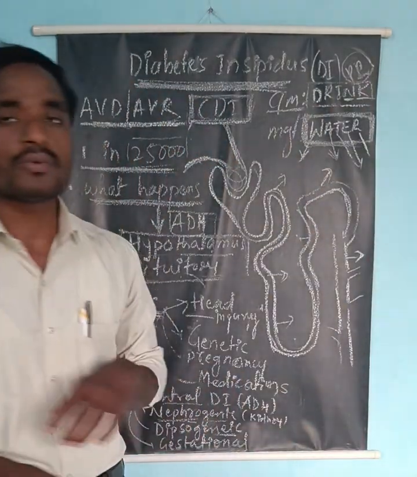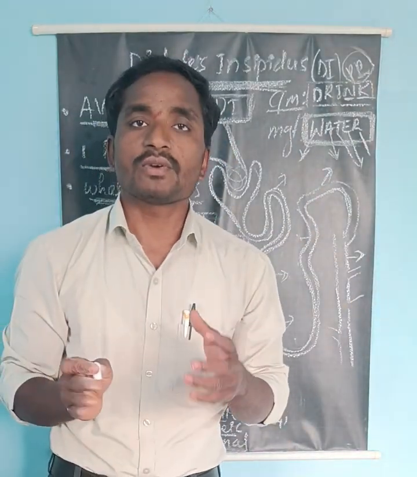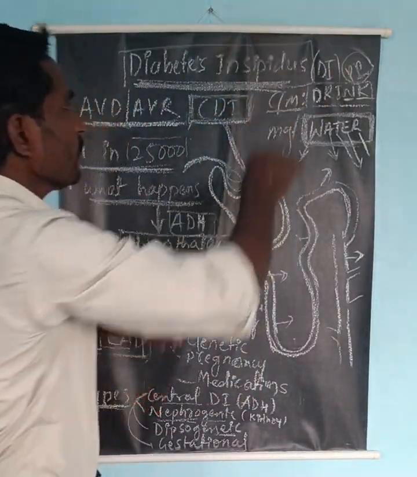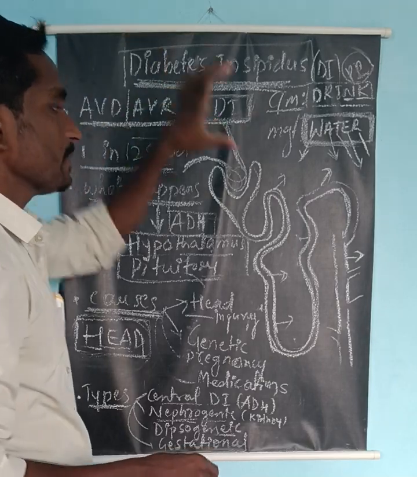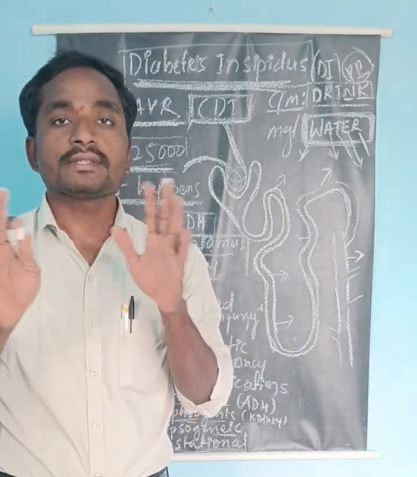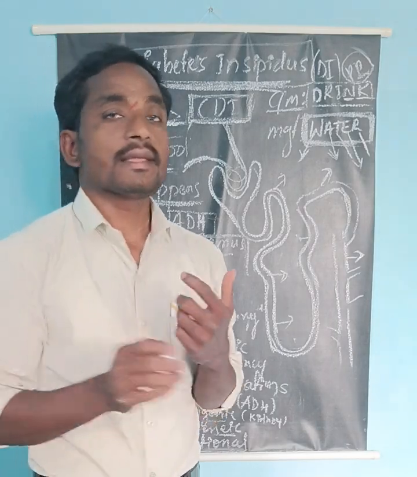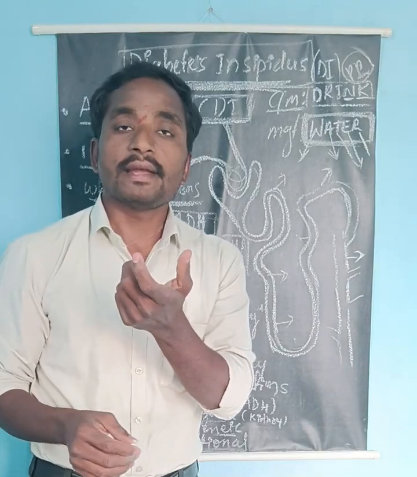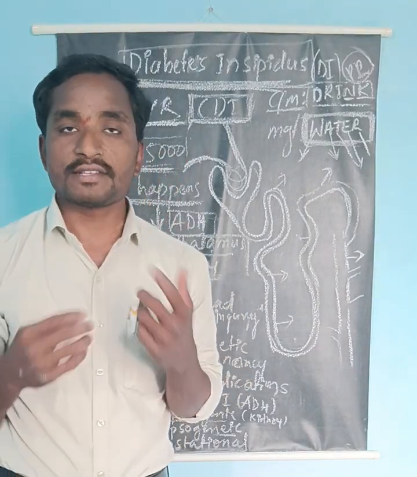This is the clear-cut information regarding diabetes insipidus. What happens in diabetes insipidus is that the kidney is unable to reabsorb water. This is the most important problem in diabetes insipidus, due to ADH deficiency or ADH resistance.